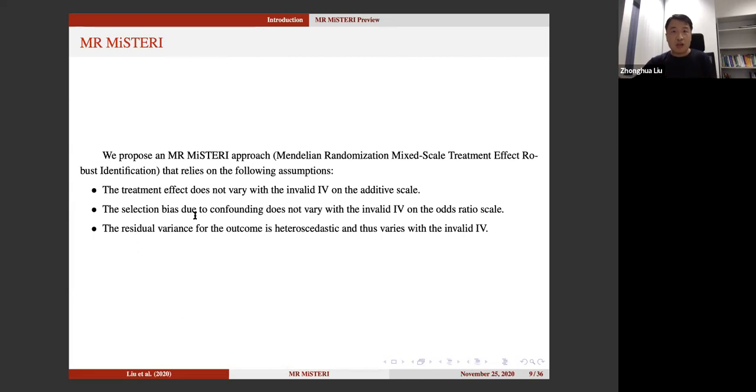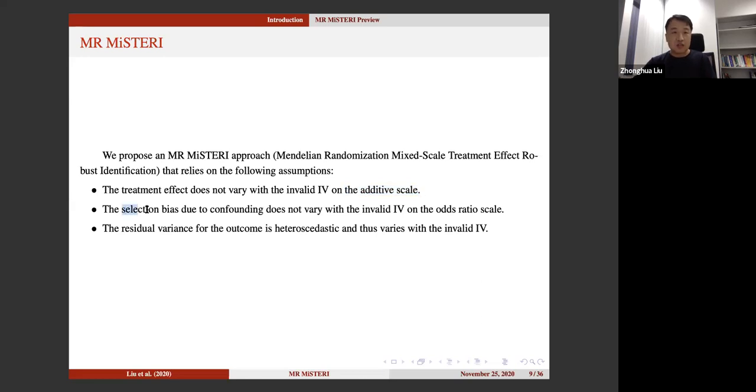Here, I just give you a quick preview of MR mystery. I will talk about the details later. We propose an approach called MR mystery that relies on three new assumptions. The first one: the treatment effect, the causal effect, the ETT, does not change with the IV on the additive scale. I want to emphasize this is on the additive scale. So causal effect is defined on the additive scale, and then we assume this causal effect does not change across the levels of the IV.